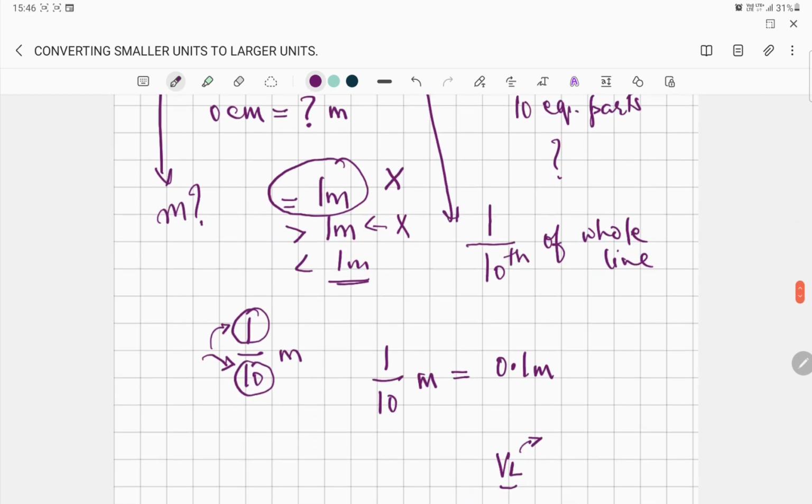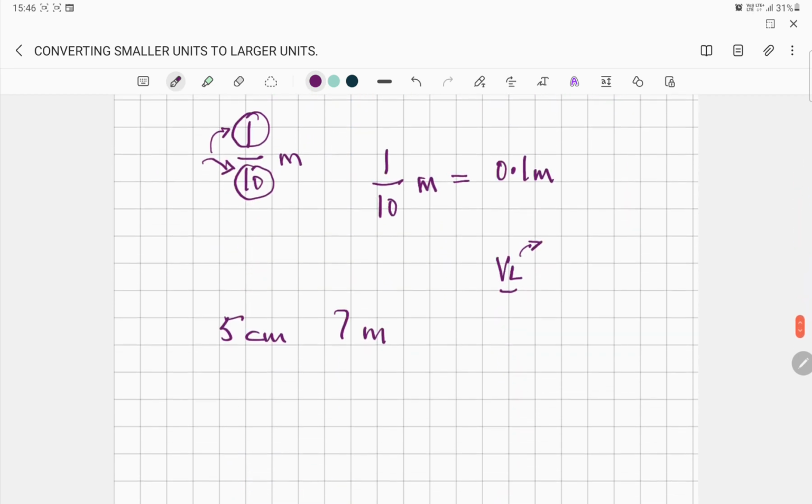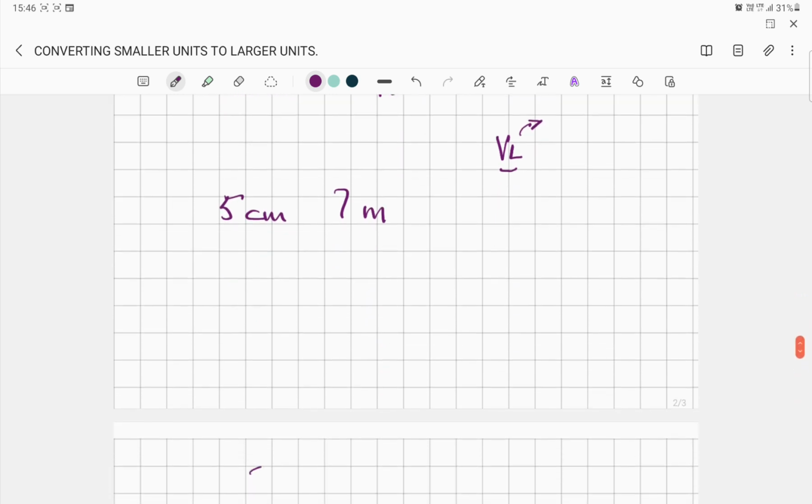In this particular video, we will learn a simpler way of working out these problems, how to convert a smaller unit into a larger unit. So far in our previous videos, we've used a formula to convert a large unit to a small unit: value of large unit times conversion factor. But now we are going to use a different formula to convert a smaller unit into a larger unit.